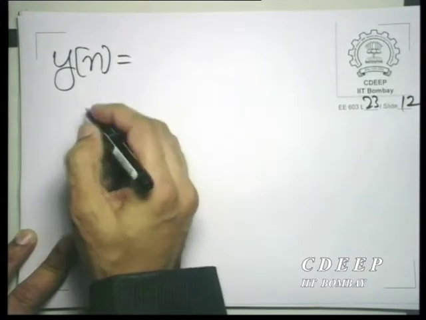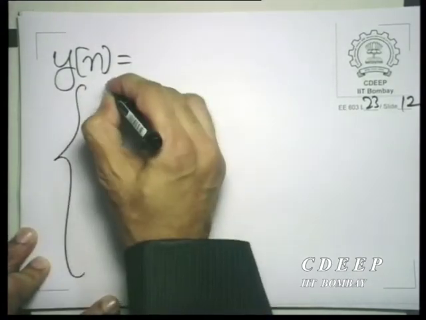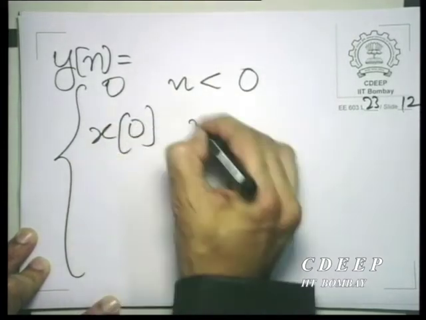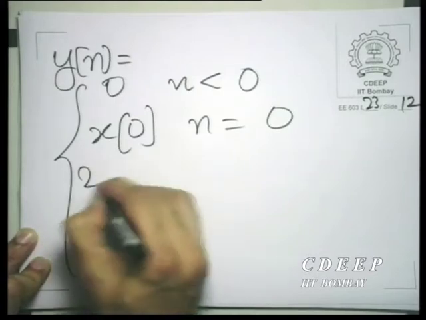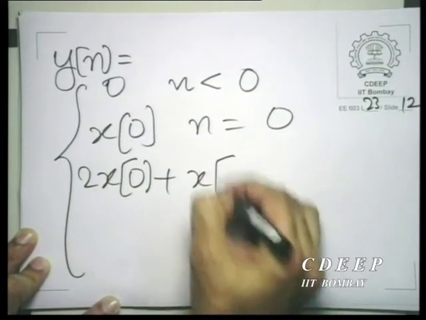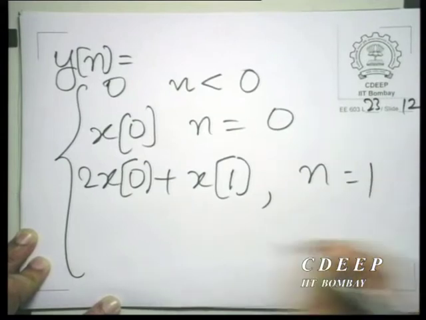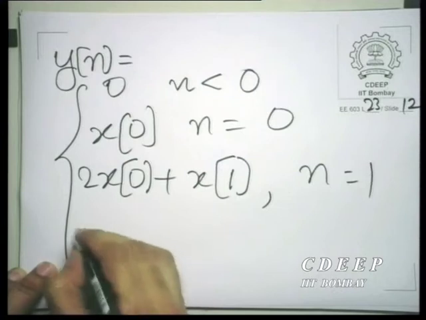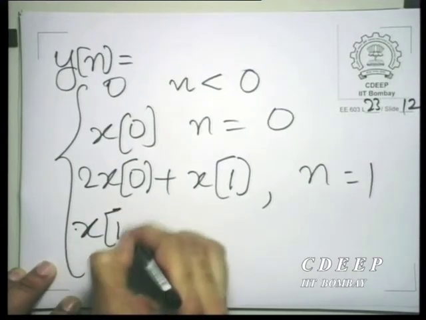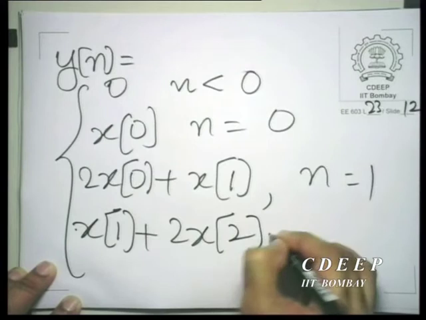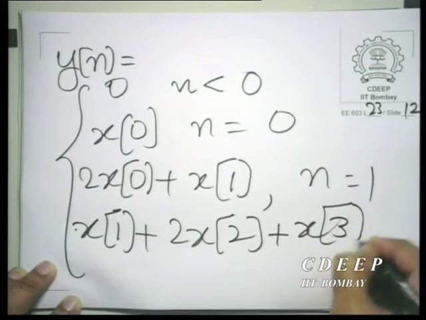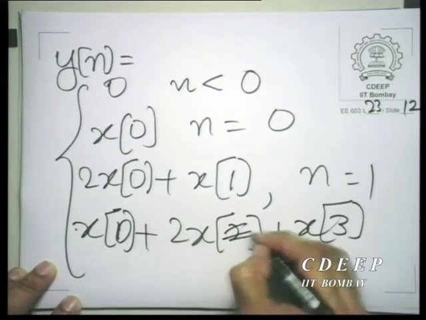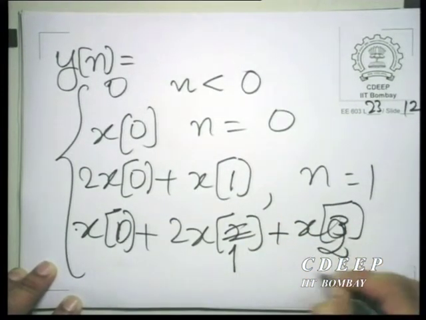y[n] is in general 0 for n less than 0, x[0] for n equal to 0, twice x[0] plus x[1] for n equal to 1. So, you can expand this output and get, so I am just putting down the response, x[1] plus twice x[2] plus x[3] for, x[0] plus twice x[1] plus x[2] for n equal to 2.